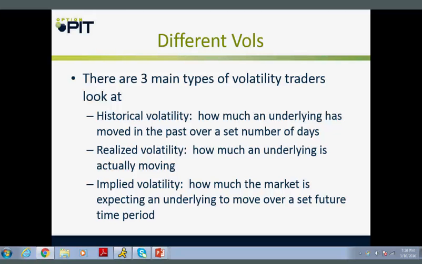Then finally, you have implied volatility. And implied volatility is different from the other two in that it's an expectation of the future as opposed to backward looking. Historical volatility looks at the past few days, weeks, months, years. Realized volatility looks back at the past few minutes or hours. All right. Implied volatility, unlike the others, is how the market is interpreting future movement. All right, how much the market might move in the future.